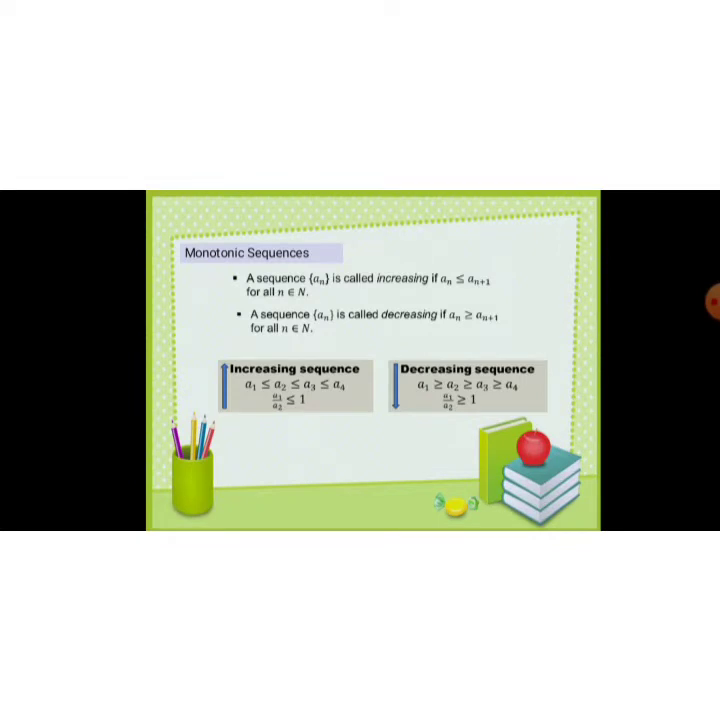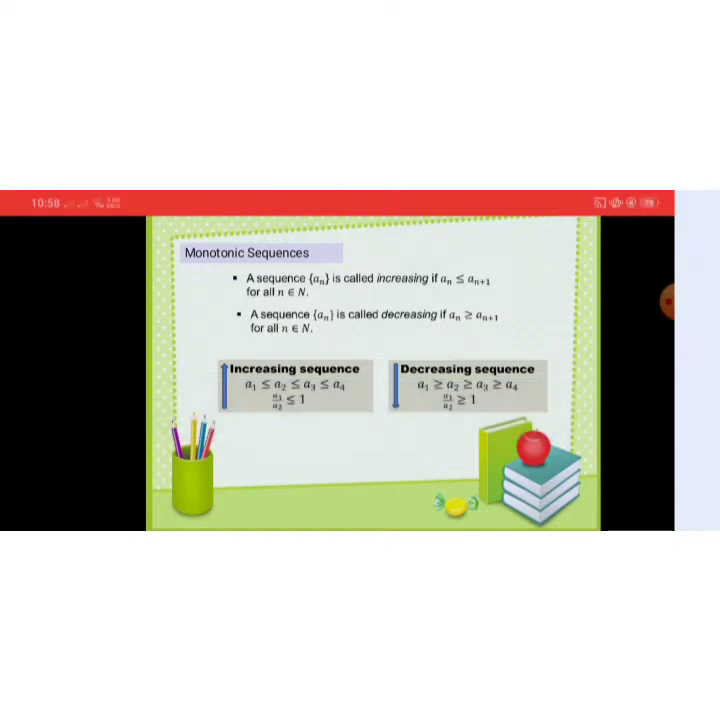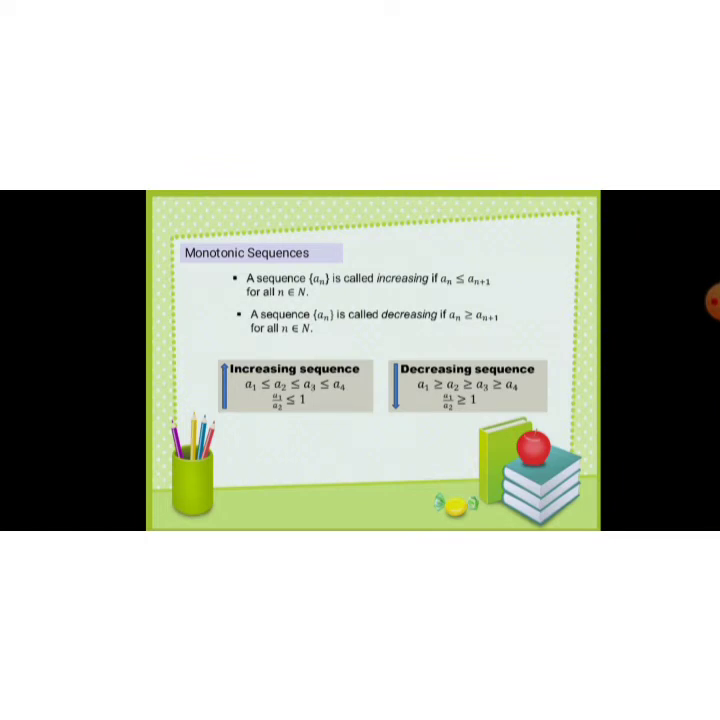So, monotonic sequence. A sequence a sub n is called increasing if a sub n is less than or equal to a sub n plus 1 for all n element of N. Next, a sequence a sub n is called decreasing if a sub n is greater than a sub n plus 1 for all n element of N.